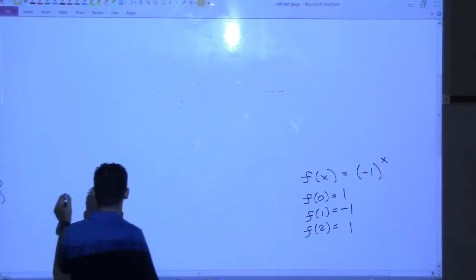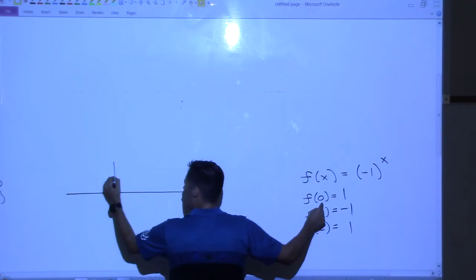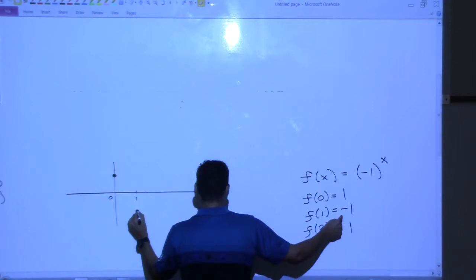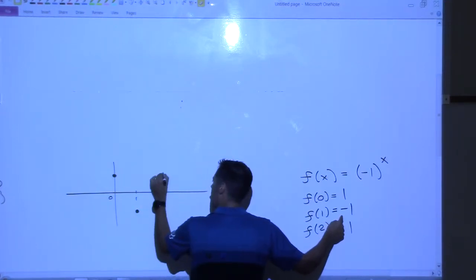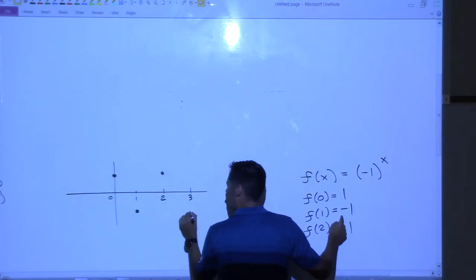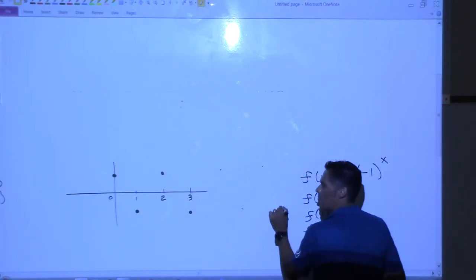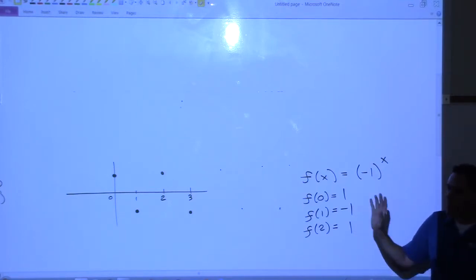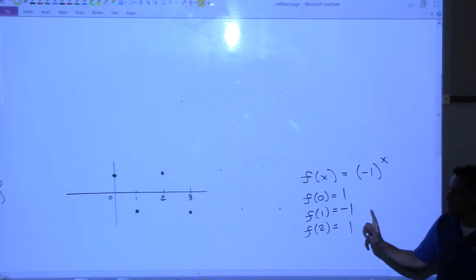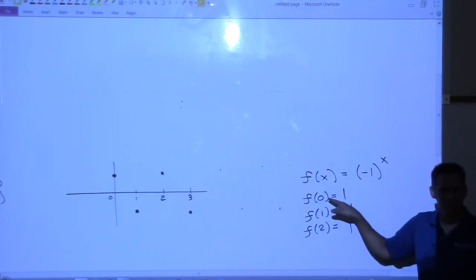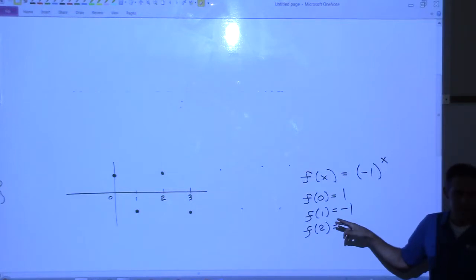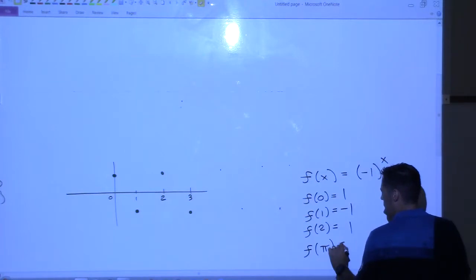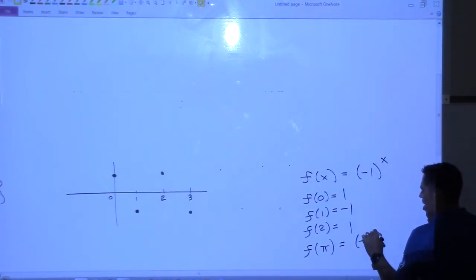Let's see what that graph looks like. At 0, I'm at 1. At 1, I'm at -1. At 2, I'm at 1. At 3, I'm at -1. And if I keep doing this, it's going to keep doing that, right? So that is a function. It's just weird looking, right? That's not why we throw out the negative. The reason is because I'm giving you some nice numbers here. Let me give you something not nice. So what would f of pi be? In other words, what's -1 raised to the pi?